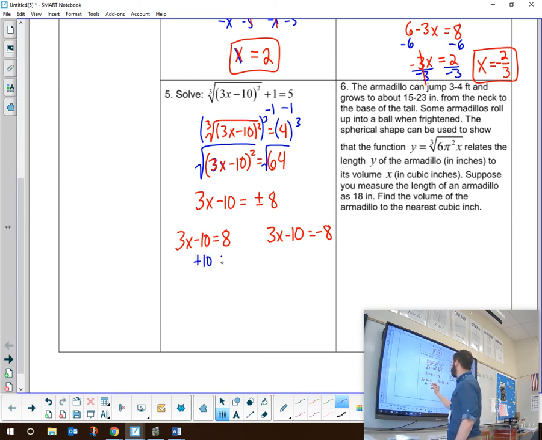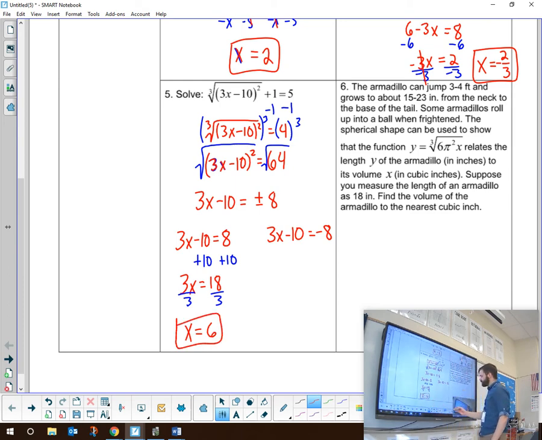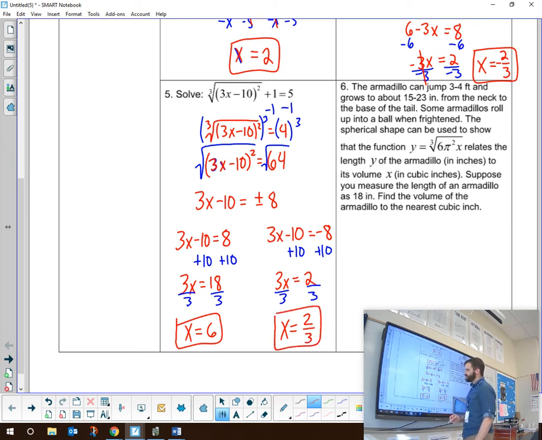So I can add 10 here. That'll give me 3x equals 18. Divide both sides by 3. And I'm going to get x equals 6. So there is one of my answers. Here's my other one. I'm going to add 10 to both sides here. And we're going to get 3x equals negative 8 plus 10 is 2. Then I will again divide by 3, but I'll get a vastly different answer this time. I'll get x equals 2/3. So like I said, we actually get 2 answers on this problem. We get x equals 6, and we get x equals 2/3.